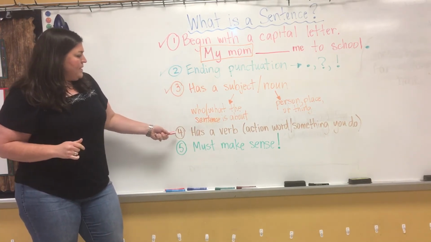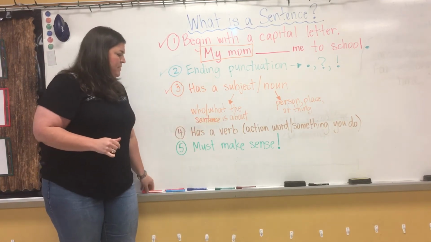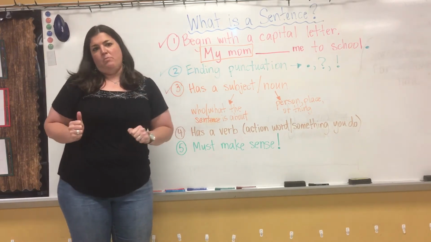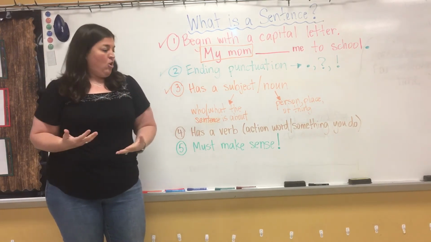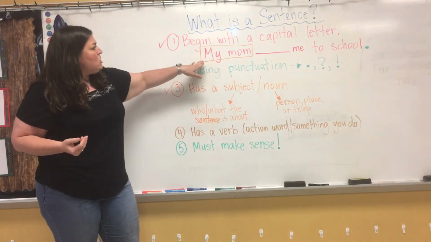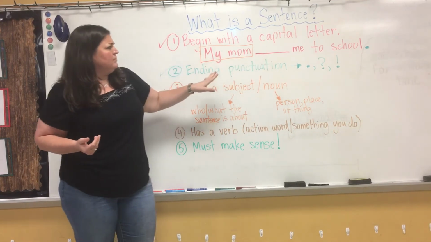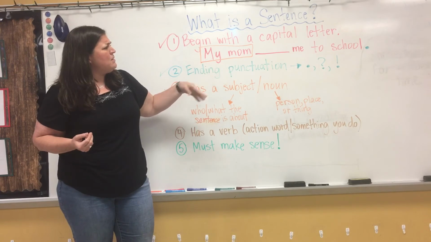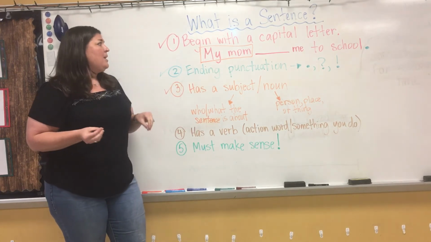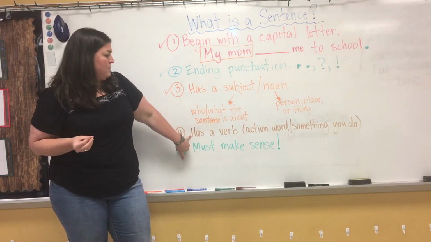Number 4 says has a verb. A verb is an action word or something you do. So if I run, that's a verb. If I text, that's a verb. That's something that I'm doing. Okay? So let's see. My mom blanked me to school. Is this telling me what my mom is doing? It's not. So this sentence is not a good sentence yet because it's missing its verb.